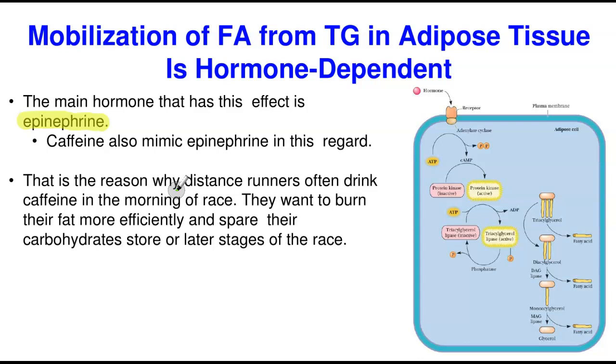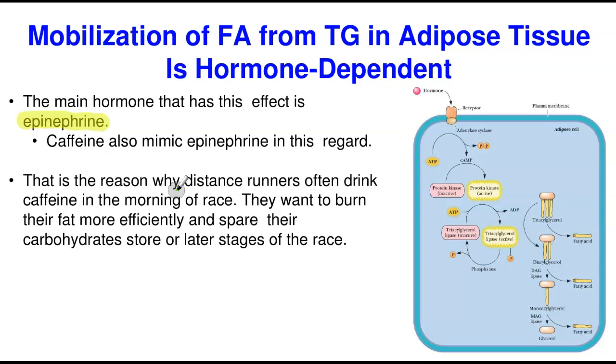And this is the reason why long distance runners often drink coffee. People who run marathons often drink coffee in the morning so that they burn their fat more efficiently and spare their carbohydrate for the end of the stage when they need to speed up. Because in a fast switch, what you begin to burn there is carbohydrate. But in the long term, you can burn your lipids, and then in a fast switch, you can burn your carbohydrate. So let's look at what actually happens.